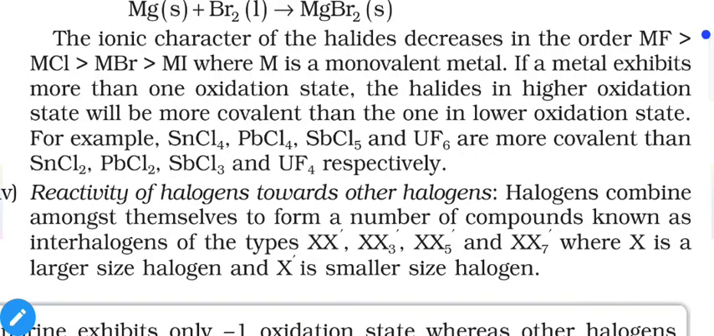And last one is reactivity of halogen towards other halogens. So halogens combine amongst themselves to form a number of compounds known as interhalogens. And we have XX', XX'3, XX'5 and XX'7, where X is the larger sized halogen and X' is the smaller sized halogen. So larger sized halogen will show positive oxidation state and smaller sized halogen will show negative oxidation state.